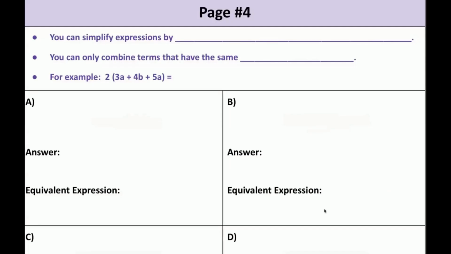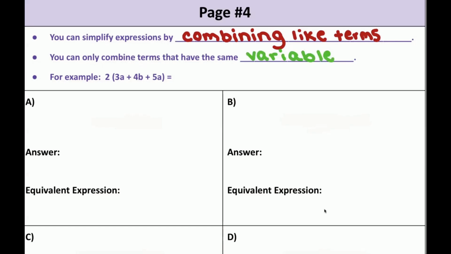Let's take a look at the top of page 4. Our notes say you can simplify expressions by combining like terms. Make sure you're writing with me. And you can only combine terms that have the same variable. So if there's more than one A, you can combine all of your A's, you can combine all of your B's, and so on. So let's look at this example right here.